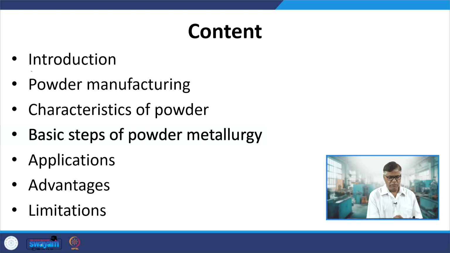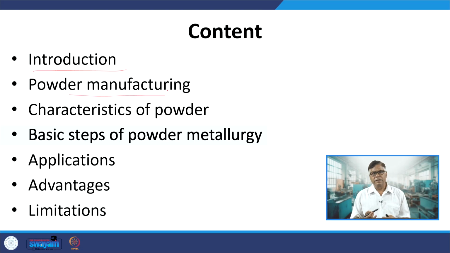So, as far as the content is concerned, initially we will try to talk about what it is and what are the different things that fall in its scope. Then common powder manufacturing methods, like there are three common methods which are used to produce the powders: atomization, reduction and electrolysis, and ball milling is also used for making powders of hard, brittle materials.